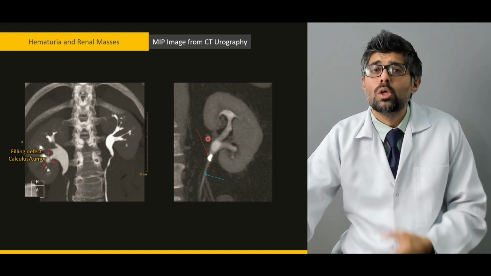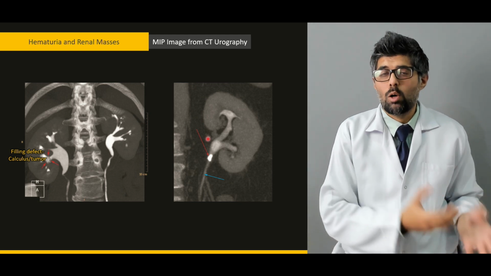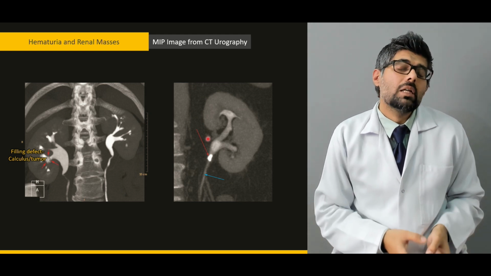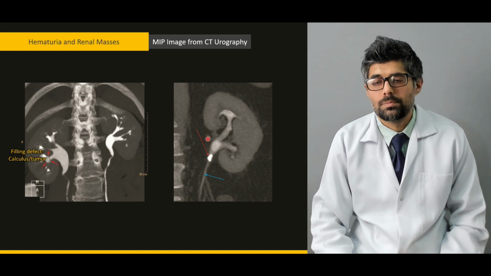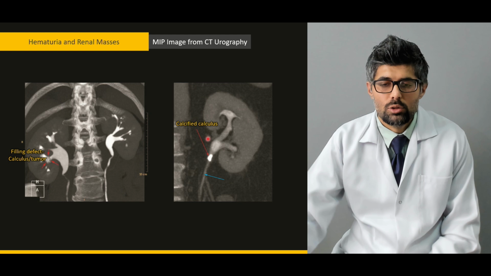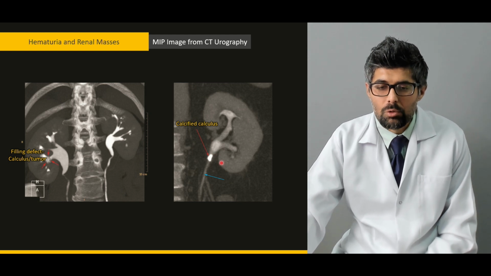So in order to examine such kind of calculi, minimal intensity projection of the CT scan is always used. So this is a calcified calculi inside the ureter.